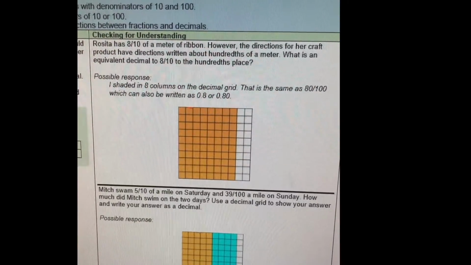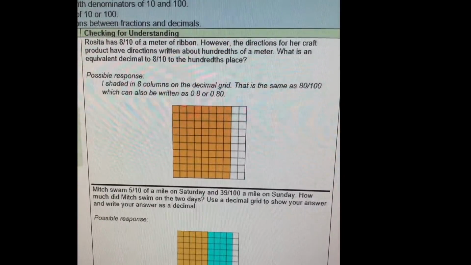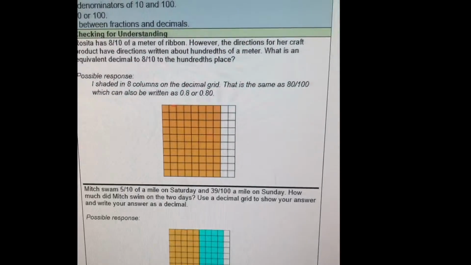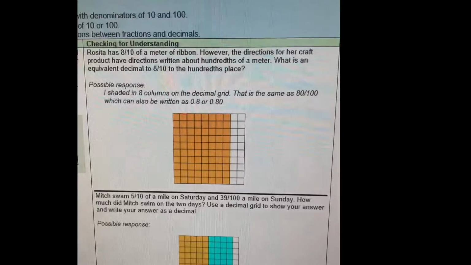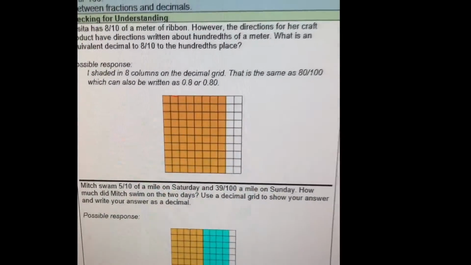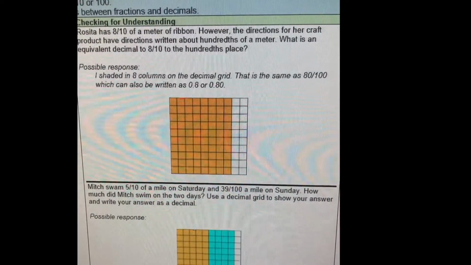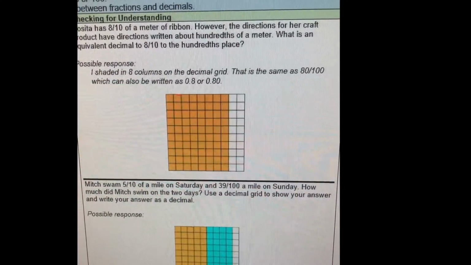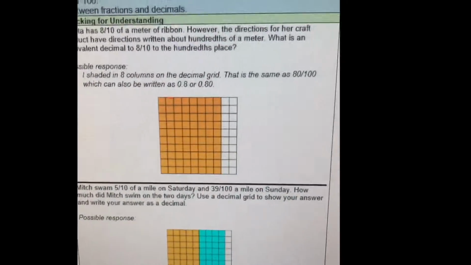Rosetta has 1/8 of a meter of ribbon. However, the directions for her craft product are written about hundredths of a meter. What is an equivalent decimal to 8/10 to the hundredths place? And this is a possible response from a student. I shaded in 8 columns on the decimal grid. That is the same as 80 hundredths, which can also be written as 8/10 or 80 hundredths.